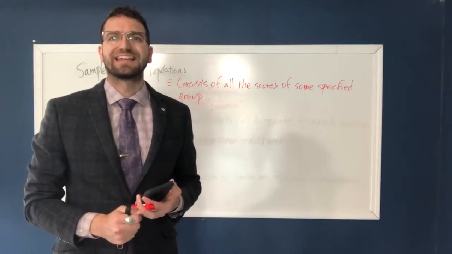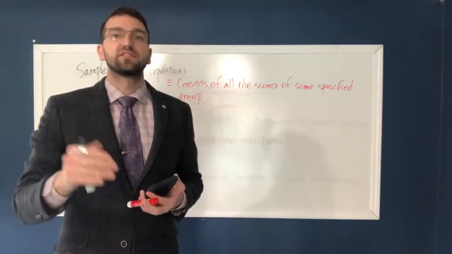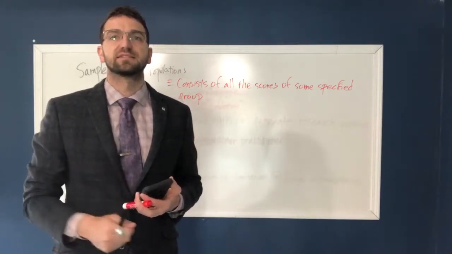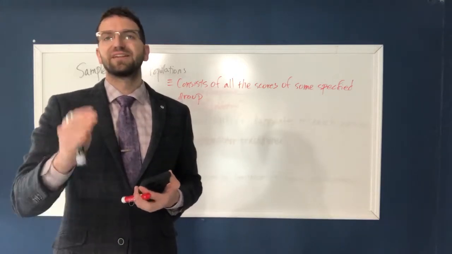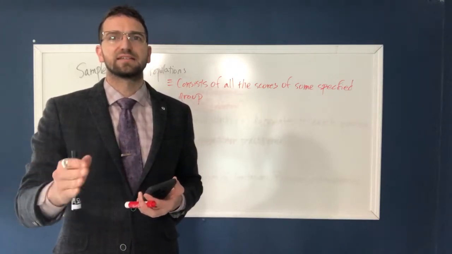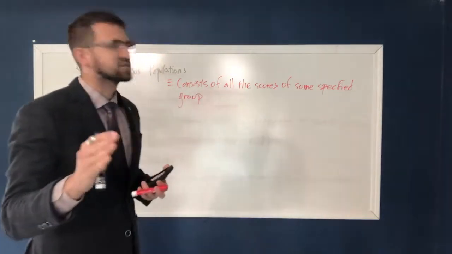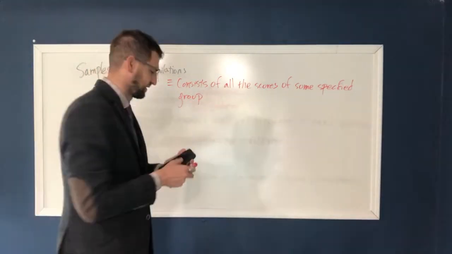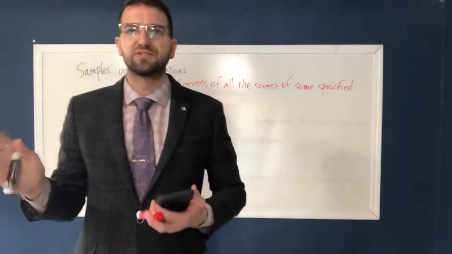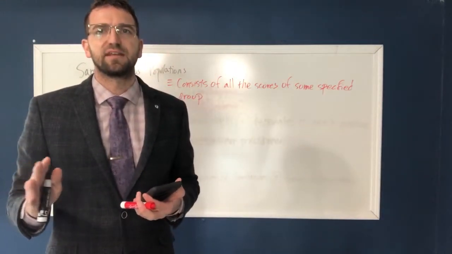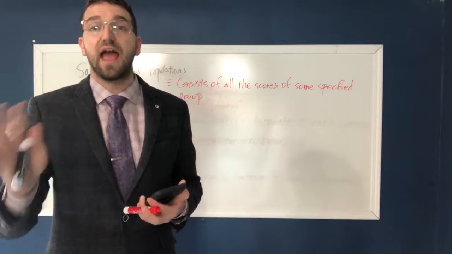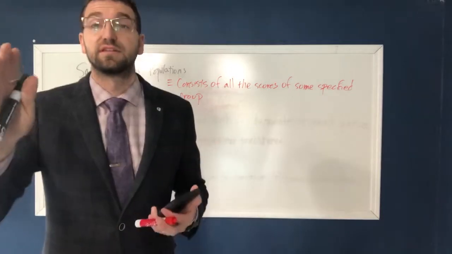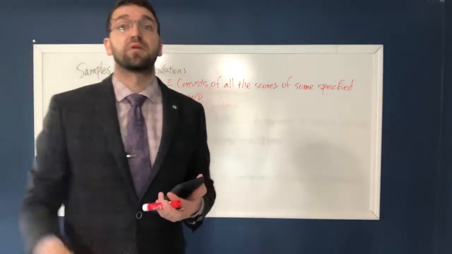Maybe you're only interested in those in the United States who have depression. At that point, your population would be those in the United States who have depression. So really, you're defining what your population is. It consists of all the scores of some specified group. But no matter what you define your population as, it's going to be impossible to have every single person with depression in your population.